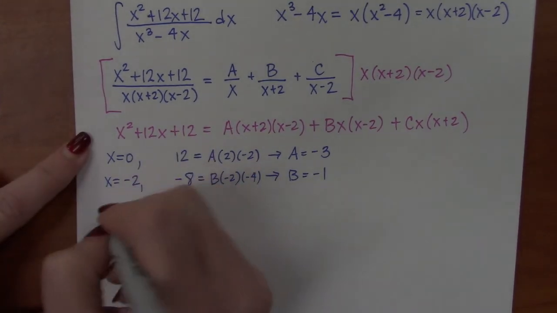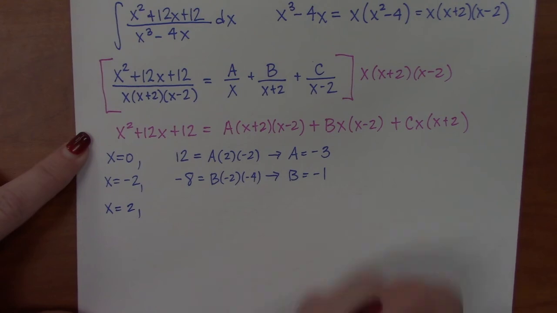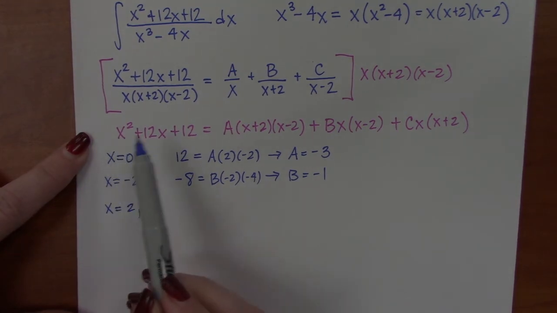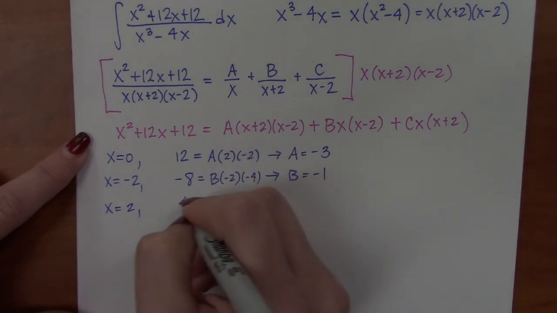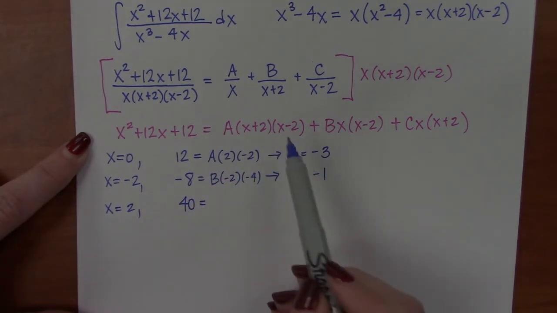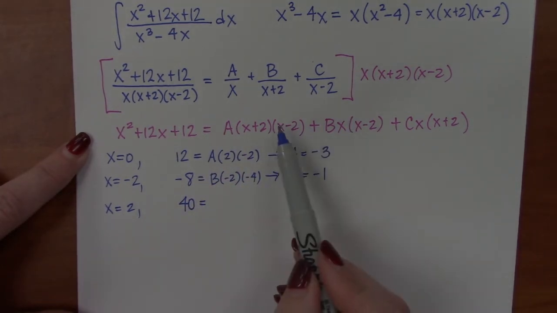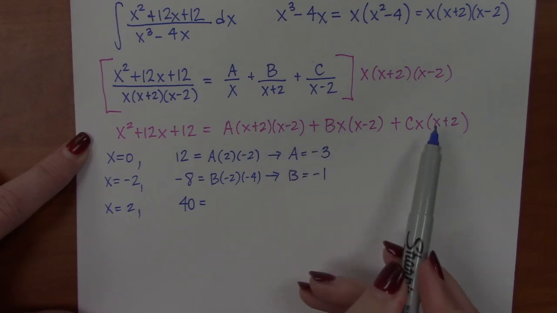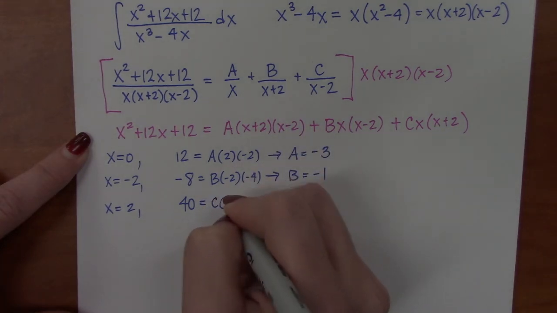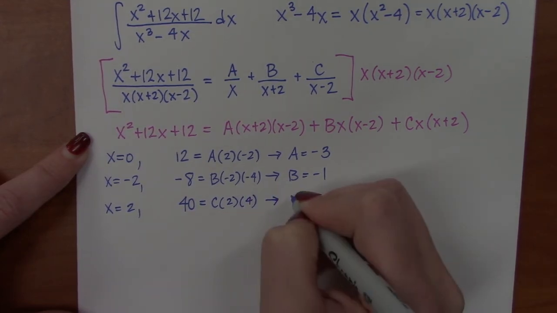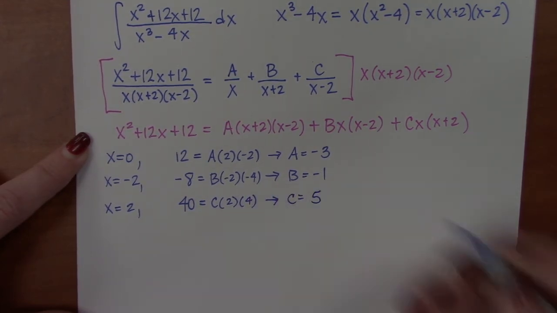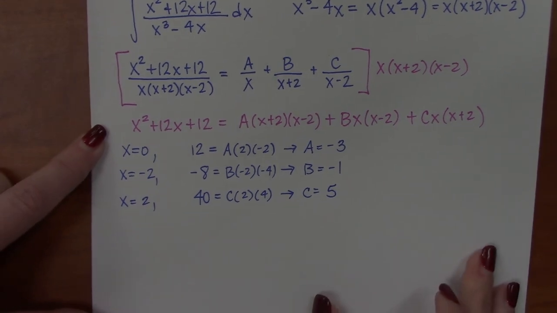The last one we have is positive 2. Now I get 4 plus 24 is 28, plus 12 is 40. Every term that had an x minus 2 gets wiped out, and I only have to plug 2 into the last term. So it's c times 2 times 4, and 40 divided by 8 is 5, so c is 5.